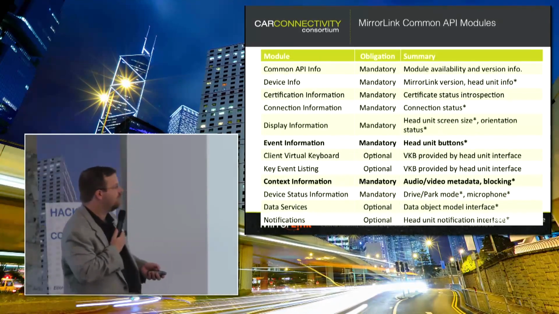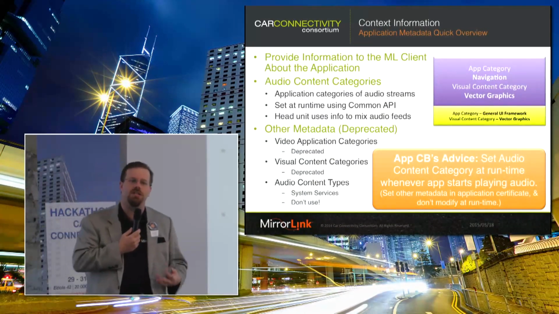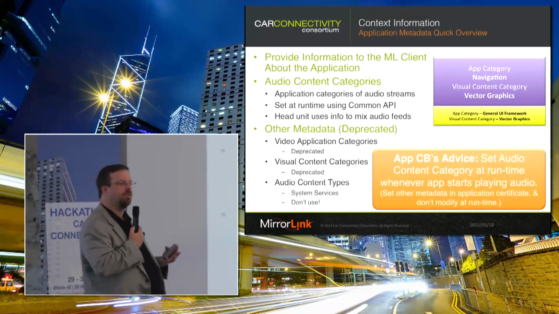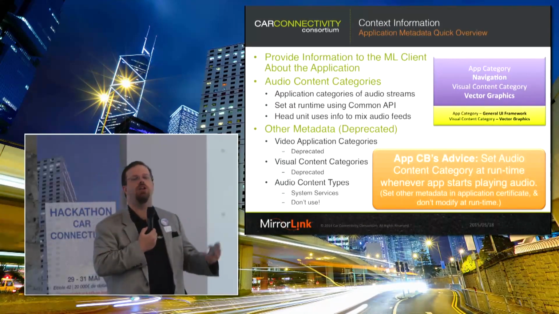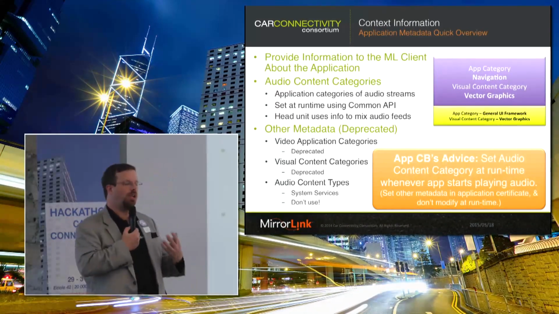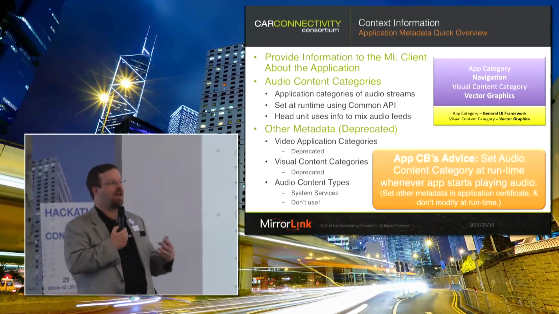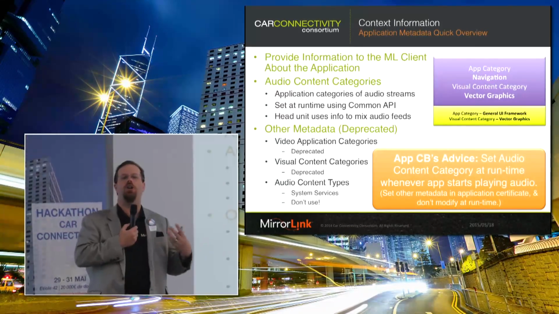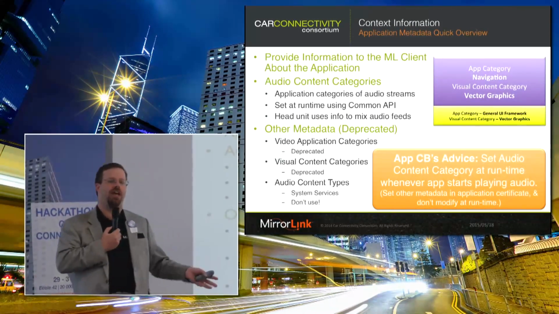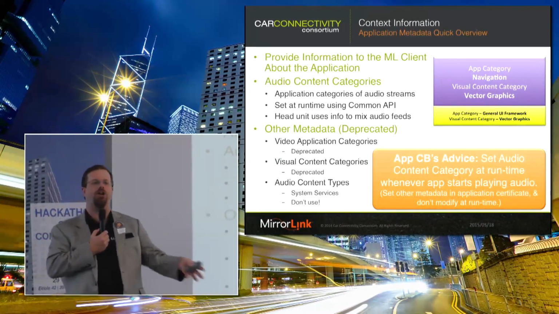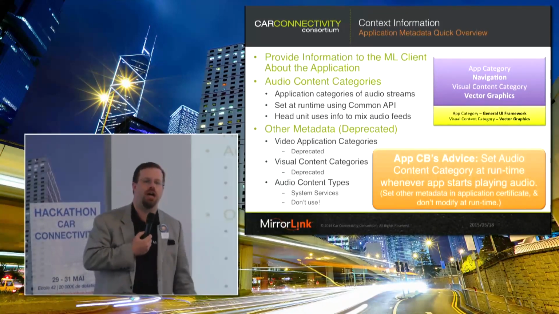All right, so that's the basic rundown. To give you an example of what some of these things are in detail, the context information that you provide, you can tell the head unit what kind of audio or video you're providing. The really important part is the audio content. You provide a description about what kind of audio your application is producing, if any. So if you're like a radio app, you tell the head unit, I'm a radio app, the audio that you're getting from me is radio, or navigation content, or phone content.